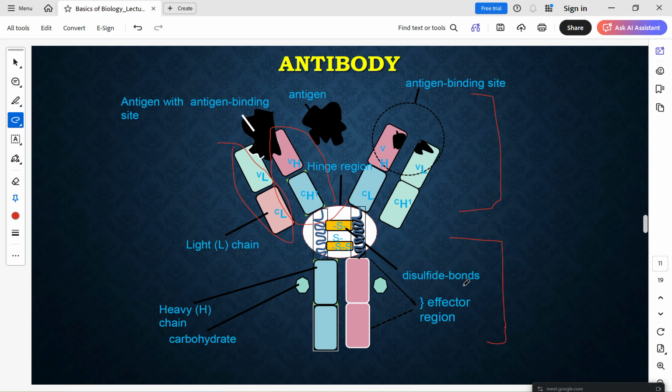The constant region is the effector region. It has the signaling in place so that if there is an antigen bound to the variable region, then the effector region can signal for the downstream processing. So the effector region is more or less constant. The variable region is the one that changes and molds itself according to the antigen.